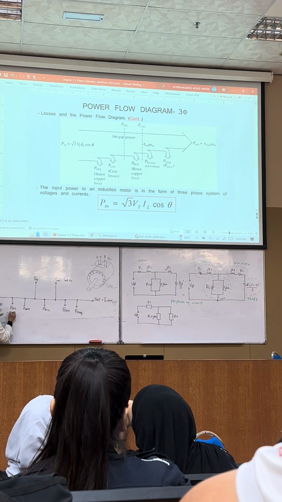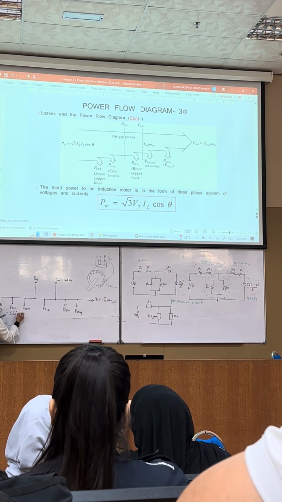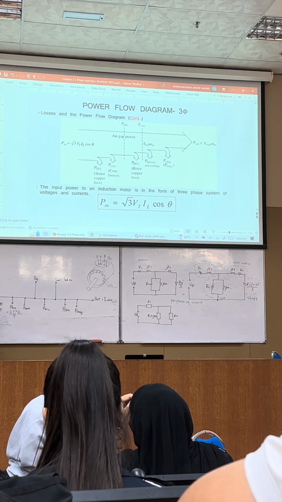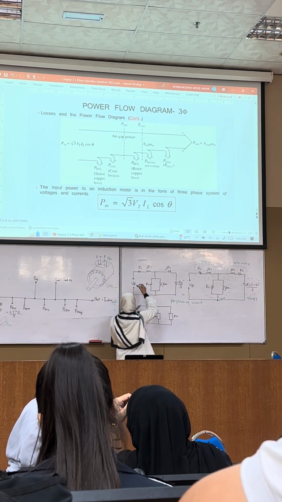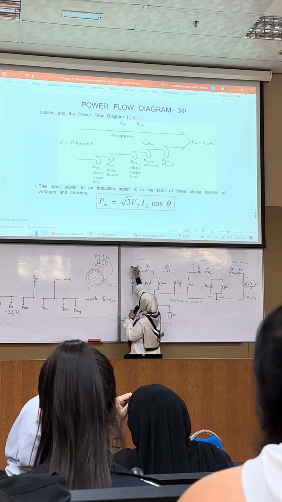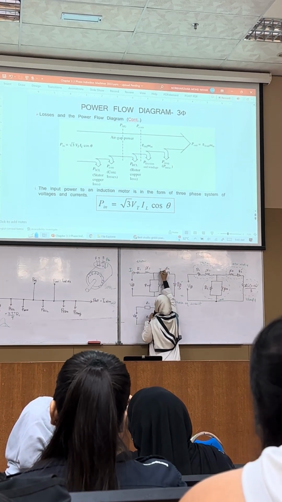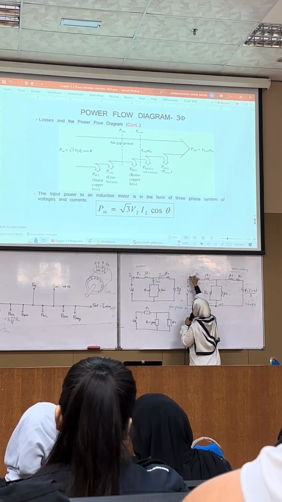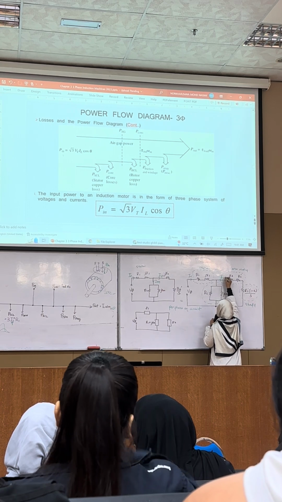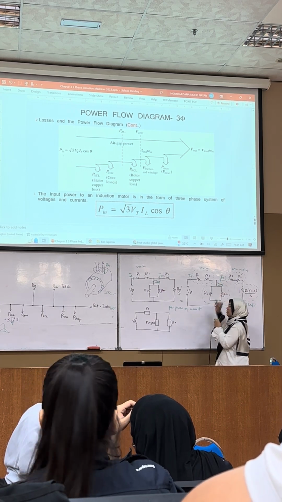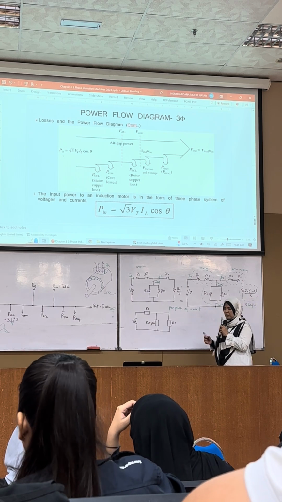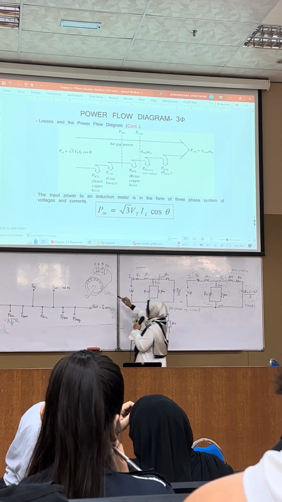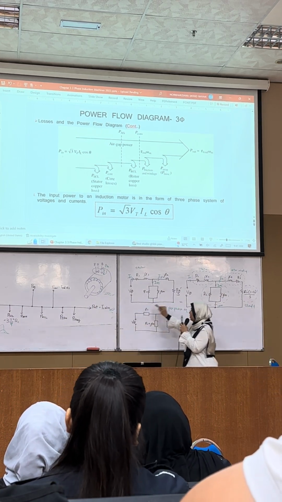Stator copper losses: the equation is 3 I1 squared R1. We need to know the value of I1, and we obtain I1 by using this circuit. This is your I1, this is your I2, and this is your magnetization current. The same goes for this one. We will look into three parts together: the construction, the path, the power flow, and the circuit.